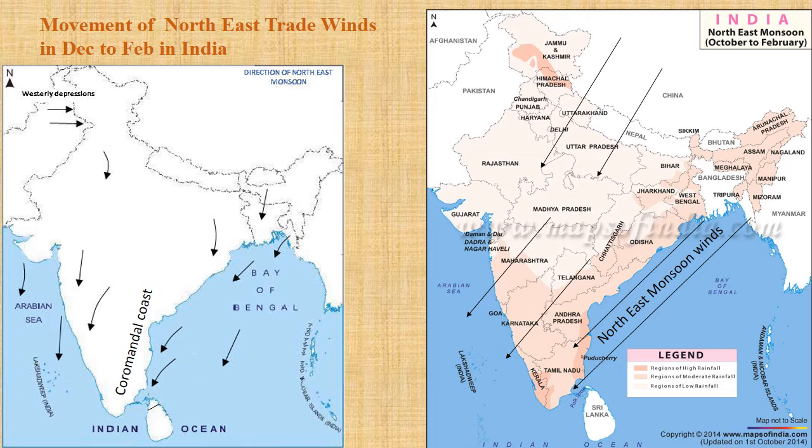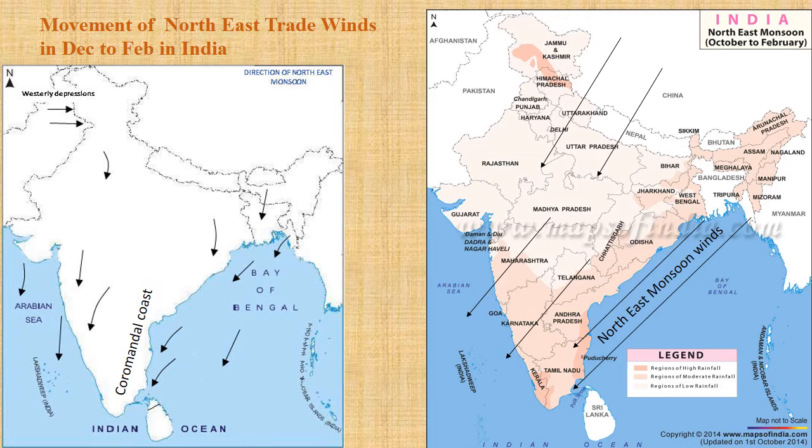Now let's go to the left hand side map on the screen. This map speaks about the rainfall received in the winter season. Go to the northwest part. I'll revise again. Westerly depressions come from the Mediterranean Sea in January and February, and they give rainfall to the northwest part of our country. This happens in January and February.